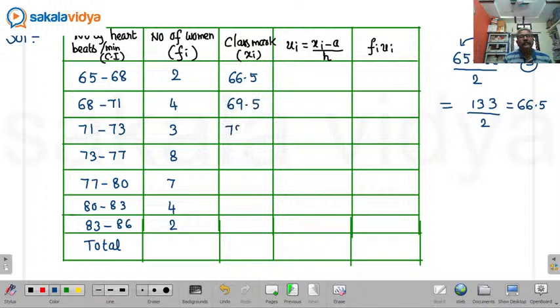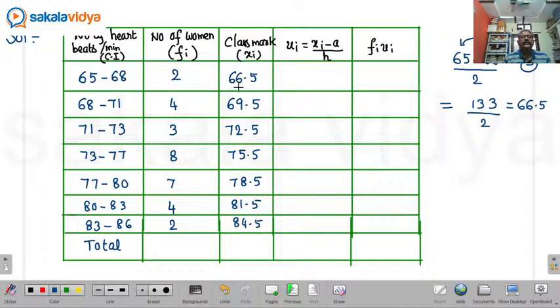This will be 72.5. This will be 75.5. This will be 78.5. This is 81.5. This is 84.5. Yes, the class mark or mid value is the same. It is completed. Very easy logic.